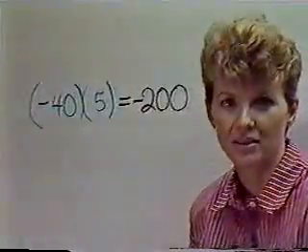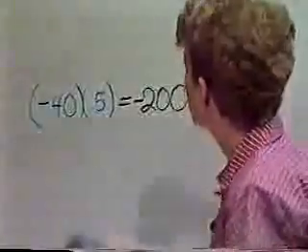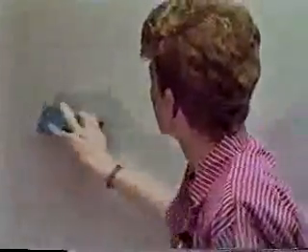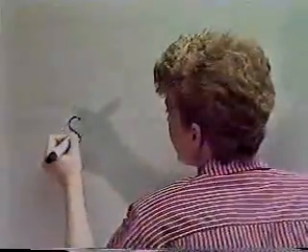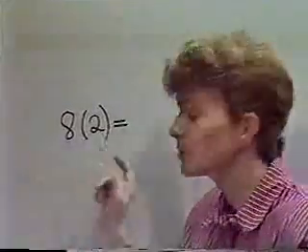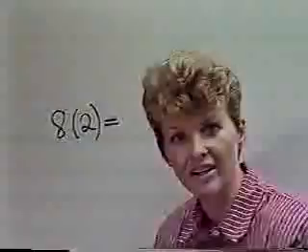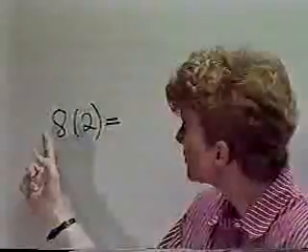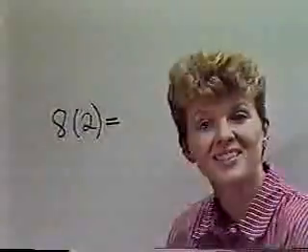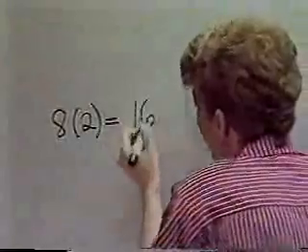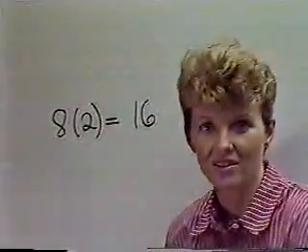The product is negative 200 here. Let's try a few more examples. What about good old 8 times 2, just multiplying a few positive numbers together? You've never really given this much thought, but remember, you're multiplying a positive number times a positive number. The signs are the same, so the product will be positive also.